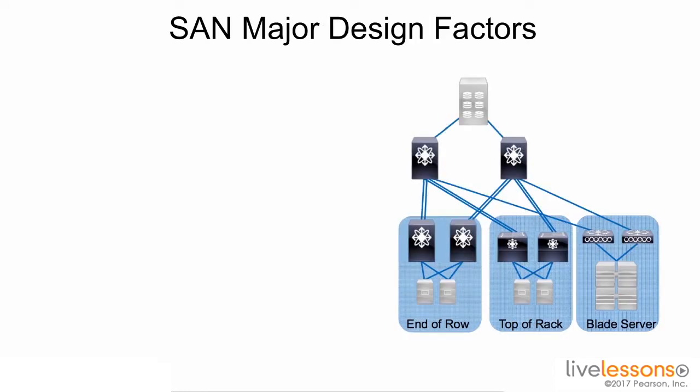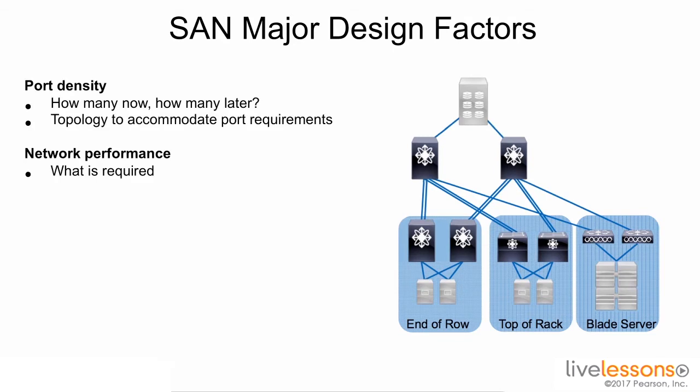Finally, I may also need to provide connectivity for my virtualized servers, and I need to plan for that as well. So when I'm looking at the major design factors for my SAN, the first thing I need to take a look at is port density. How many ports do I need today, and how many ports am I going to need over X number of years in my SAN fabric? I need to build a topology that can accommodate those port requirements.